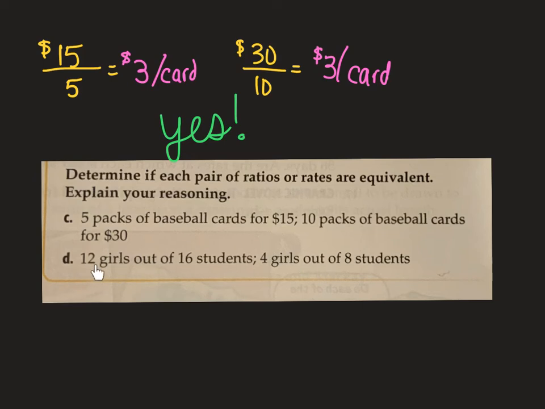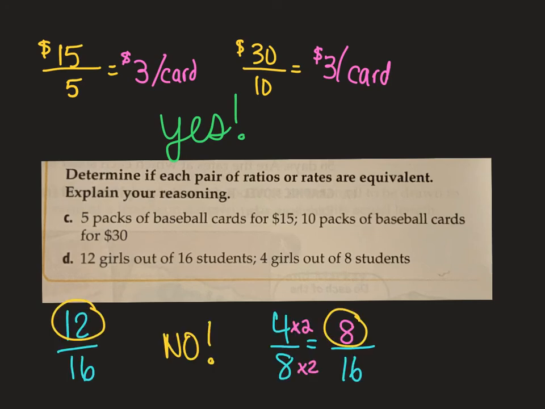All right, let's look at this one. 12 girls out of 16 students or 4 girls out of 8 students. Is that equivalent? Push pause and work it out. I said no. And this time, instead of dividing, I noticed that 8 was one denominator and 16 was the other. So I thought, if I go from 8 to 16, that's a times 2 pattern. This should be a times 2. But look, I get an 8 as a numerator, not 12. So the numerators don't match when the denominators match. So the answer is no.